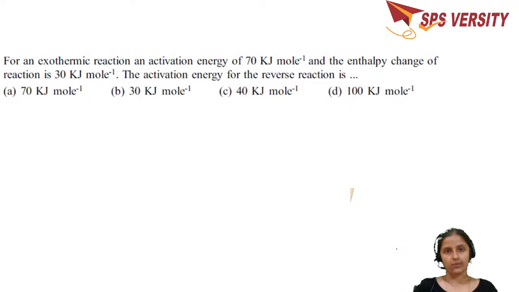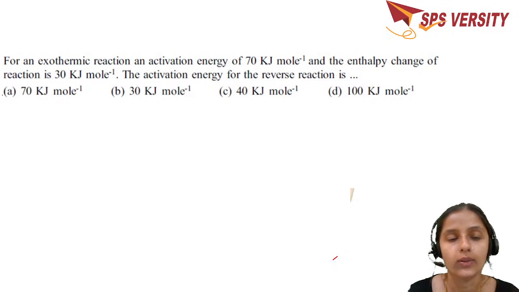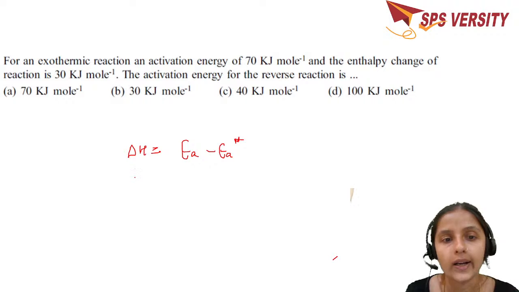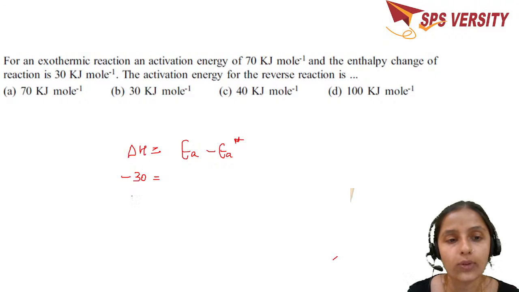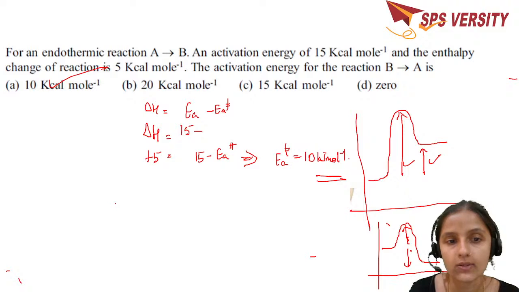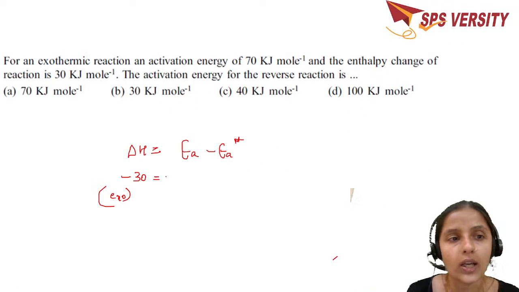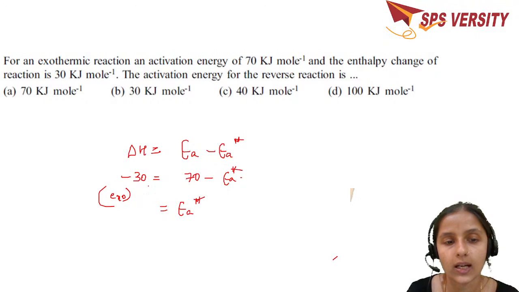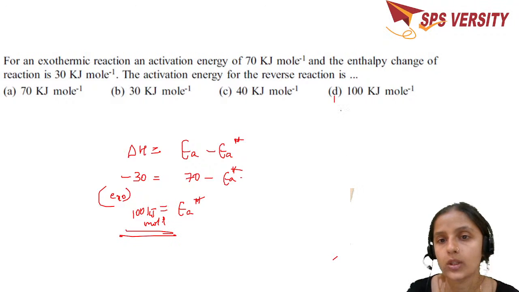For an exothermic reaction, the same way, activation energy is given, enthalpy is given, and the activation energy for the reverse reaction, how do you find out? For this reaction, the enthalpy change would be EA minus EA. They have told us it is an exothermic reaction, so this will be minus because heat is given out. Previously it was positive because it is endothermic, right? So for an endothermic reaction, the change of enthalpy will be positive, and for an exothermic reaction, it will be negative. And they have given the EA value minus EA. So EA for the reverse reaction would be 100 kilojoule per mole. So the correct answer would be option D.